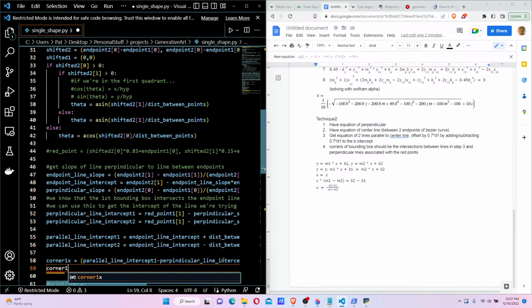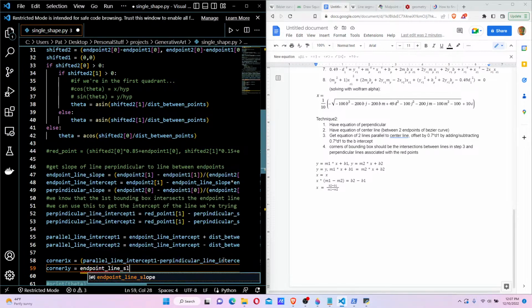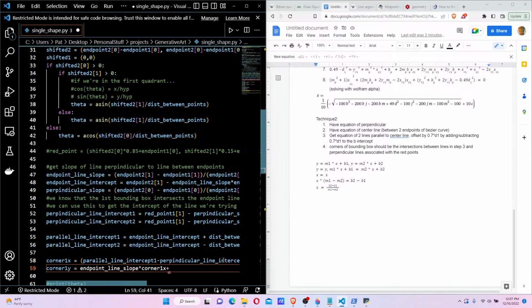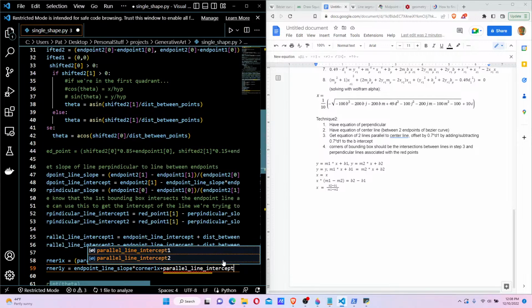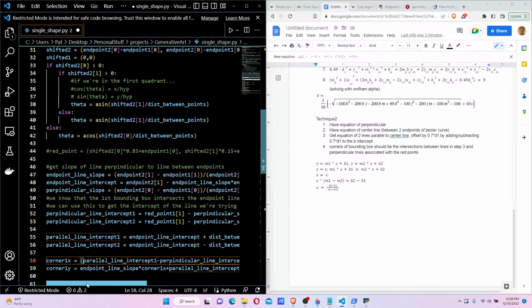And then corner 1 y is equal to, well, we could say endpoint line slope times corner 1 x plus parallel line intercept 1. So that's corner 1.